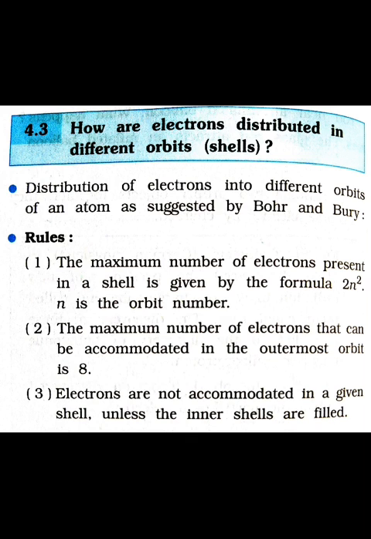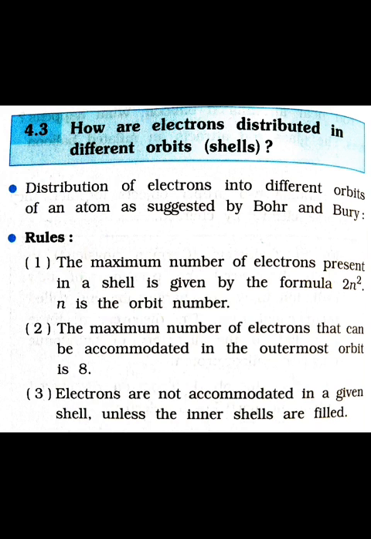First point, the maximum number of electrons present in a shell is given by the formula 2n², where n is the orbit number. So the maximum number of electrons present in a shell or an orbit can be calculated by using the formula 2n², where n is the orbit number.